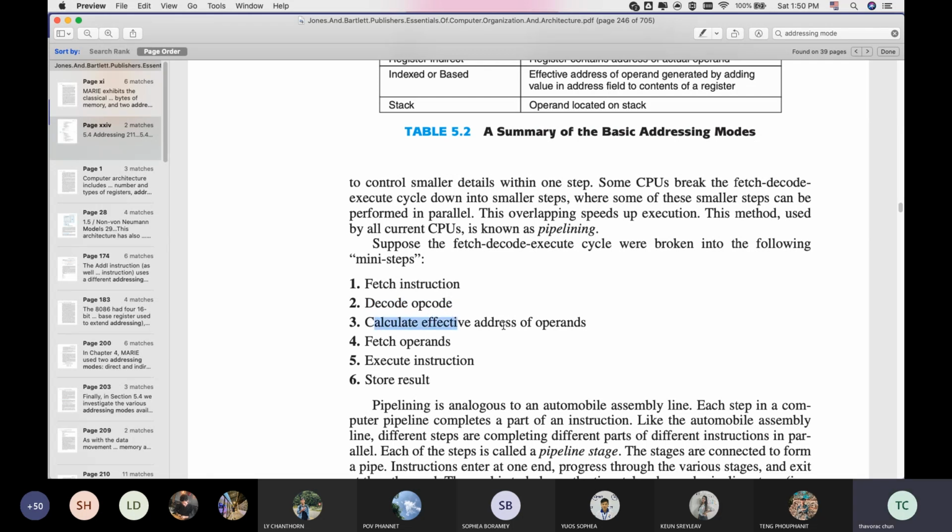And then it calculates the effective address based on the addressing mode that I told you before. And then we need to fetch the operand in case the instruction requires an operand. If it doesn't, you can skip this step. But if it requires some operand, you need to fetch the operand. And then we need to execute the instruction, and finally we store the result. Okay. So actually, you can group them into three steps: fetch, decode, and execute. But if you want more detail, you can split it into more steps, like here, we have 6 steps.